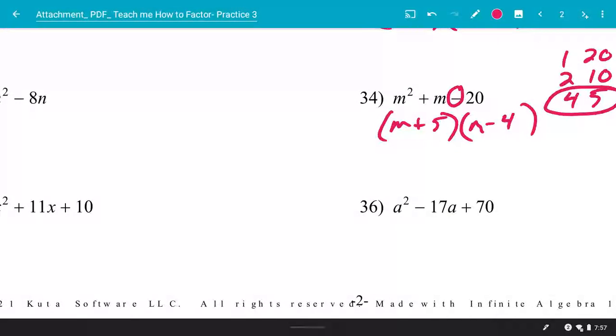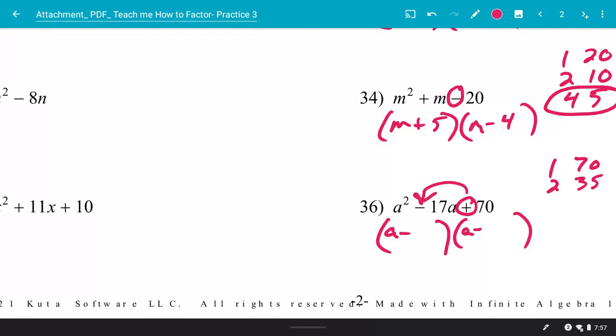And 36, no GCF, no leading coefficients, so split the signs. A, signs are the same, both negative. So 1 and 70, 2 and 35, 3 does not go in, 4 does not go in, 5 goes in 14 times, 6, 7, and 10. There we go, 7 and 10.